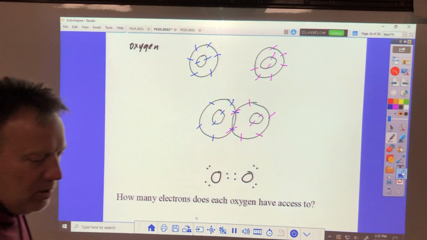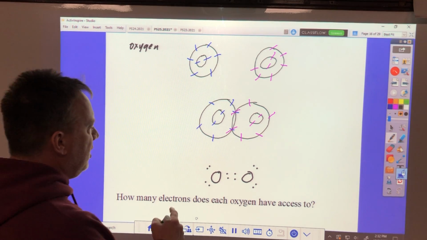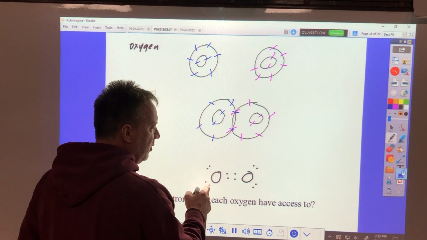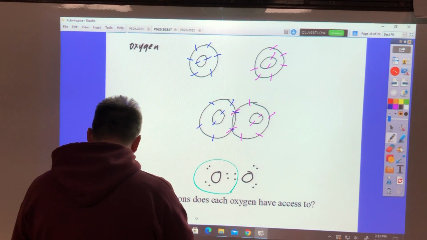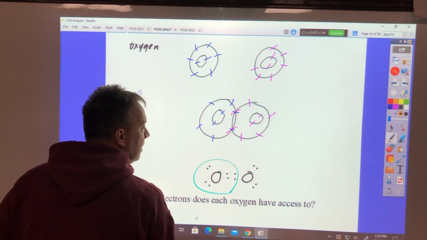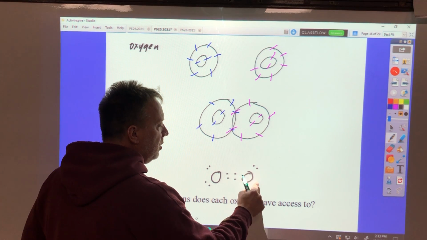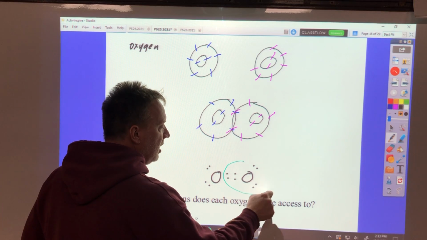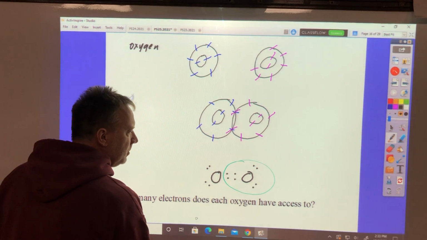Okay, how many do they each have access to? Well, this one now has access to 2, 4, 6, 8. And this one, on the right, has access to 2, 4, 6, 8. So as long as they stay together and share, everybody has the 8 they need.